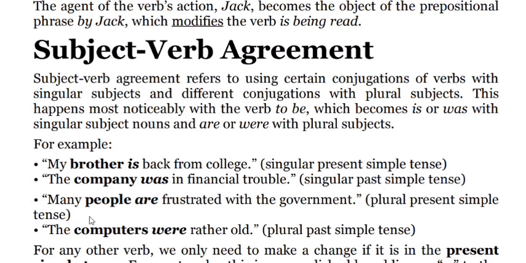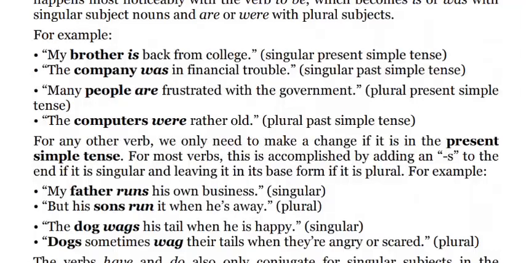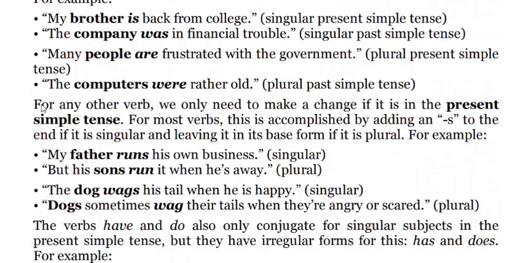Many people are frustrated with the government. Plural, present simple tense. Many people is a plural subject and are is a plural verb. Further, computers were rather old. Plural, past simple tense. Subject and verb, they are equal.